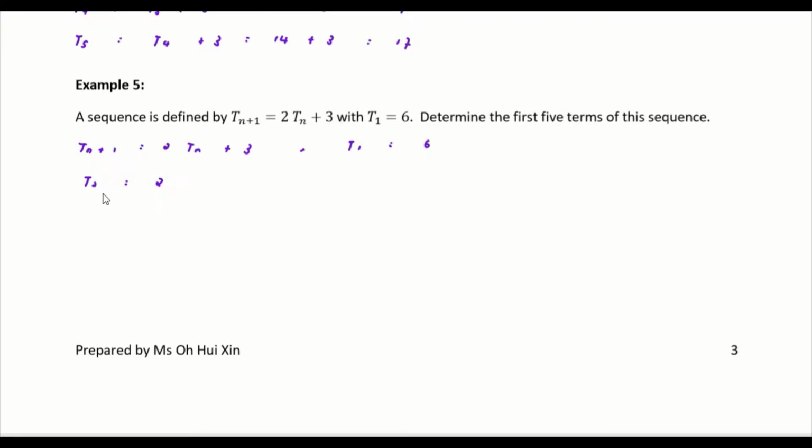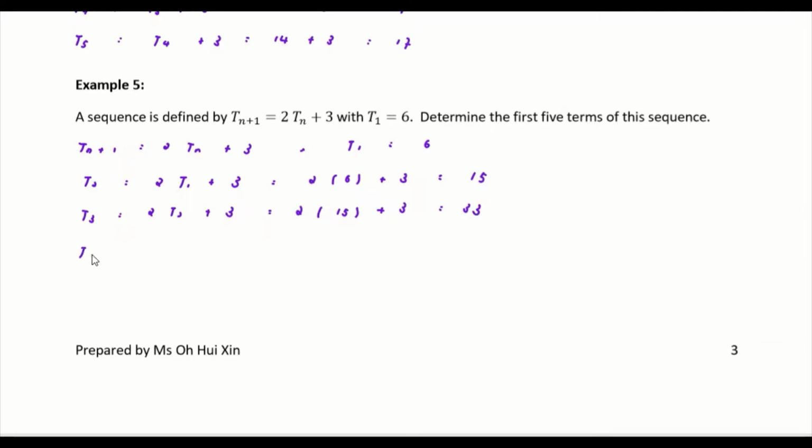So how do you get T2? It's by 2 multiplied by your T1 and then plus 3. In this case, T1 is 6, so 2 times 6 and then plus 3, and that is 15. Then we move on. How do you get the third term? Take the previous term, times 2 and then plus 3 as well. If n plus 1 is 3, then your n is 2. So Tn is T2, which is 15. So 2 times 15 is 30, plus 3 is 33.